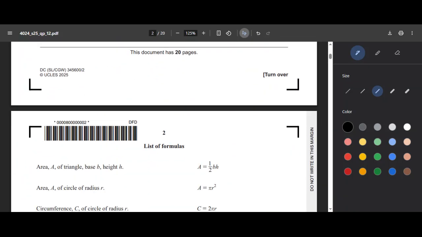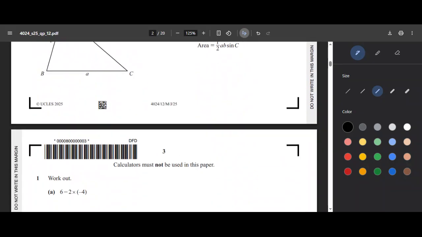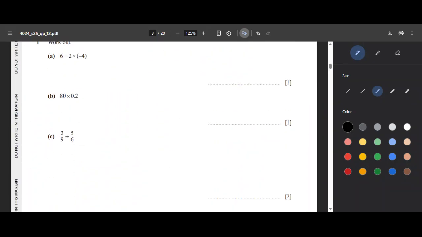Bismillahirrahmanirrahim. This is question 1. Work out 6 minus 2 multiplied by minus 4. The simple way: first, open the bracket according to the BODMAS rule. 6 minus minus 4 becomes plus, 4 twos are 8, so 8 plus 6 is 14.